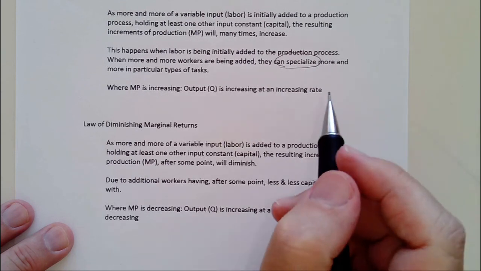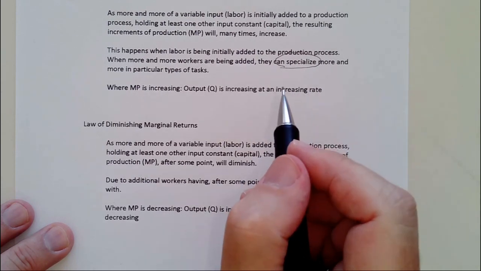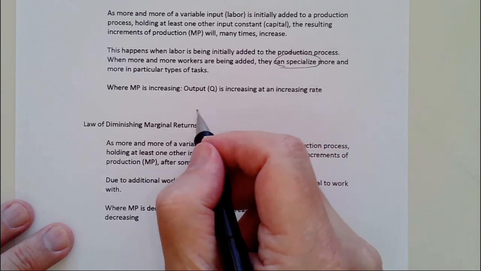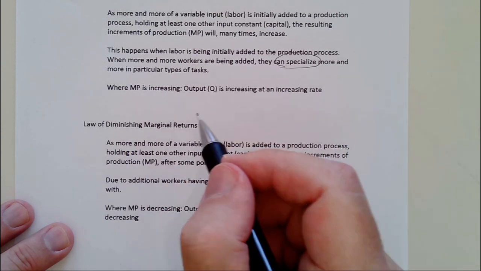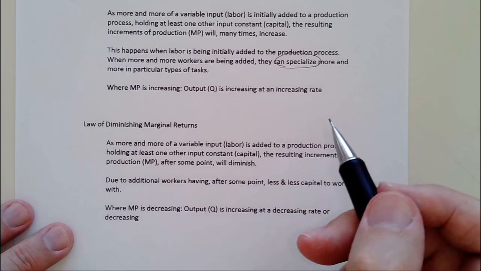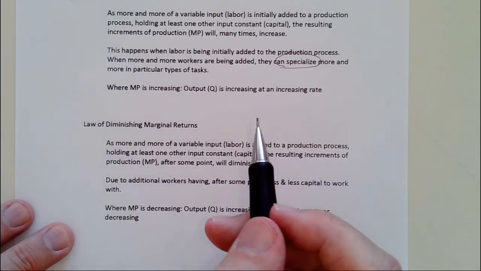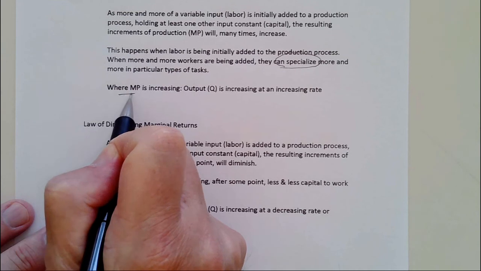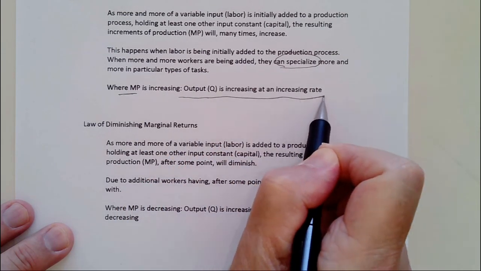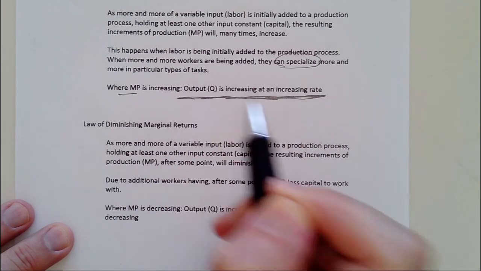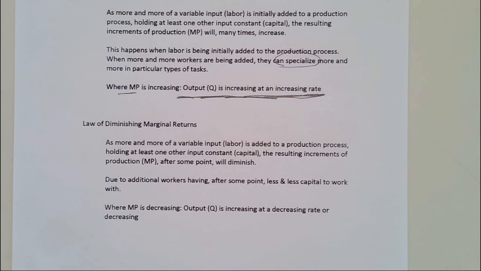This is more like the assembly line, where you divide the task and make an automobile into maybe 40, 50 different tasks. You can increase productivity tremendously through increasing marginal returns. And again, the way we identify that is by marginal product going up. And this means output is increasing at an increasing rate. It's accelerating. I'll come back for part 2.